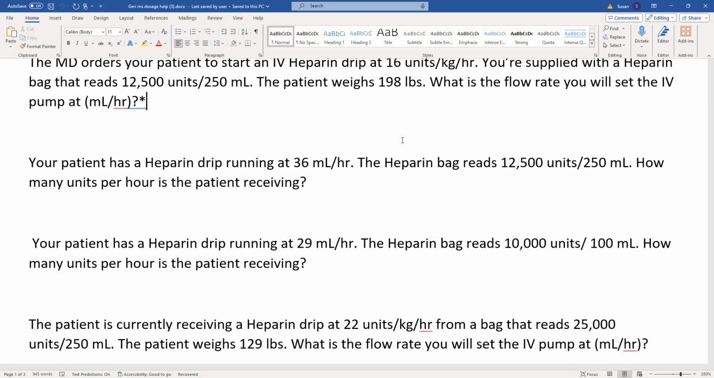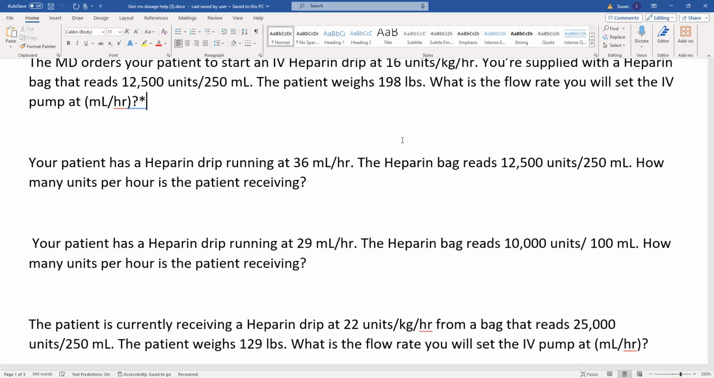Yeah, I don't know how to do this one. I don't remember how. Yes, you do, Mama. Remember what you have to do. You have to determine how many units in each mL, remember? So what do you got to do to determine that? You divide the 12,500 by the 250, right?